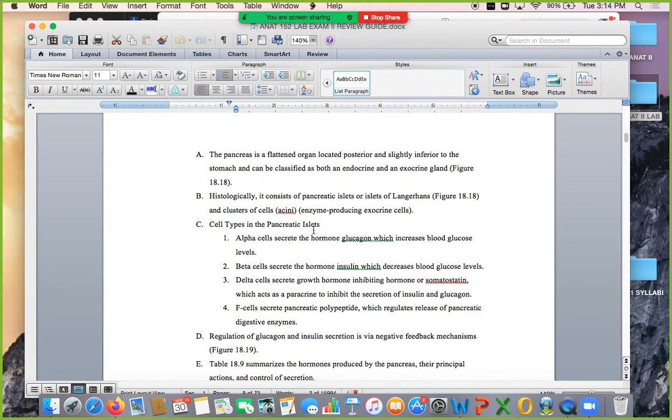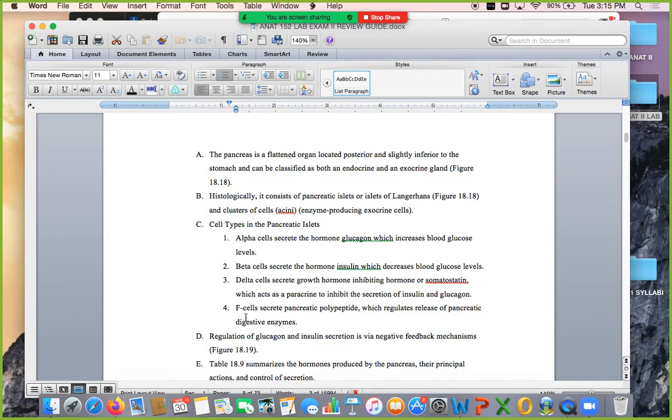In the pancreatic islets, we have alpha, beta, delta, and F cells. Many of these are going to be involved in blood glucose levels, and they're all going to interrelatedly regulate each other. So alpha cells are going to secrete glucagon, and glucagon is going to increase your blood glucose levels. And beta cells secrete insulin, which decreases your blood glucose levels. And then delta cells secrete somatostatin, which inhibits both insulin and glucagon secretion. So delta regulates both alpha and beta.